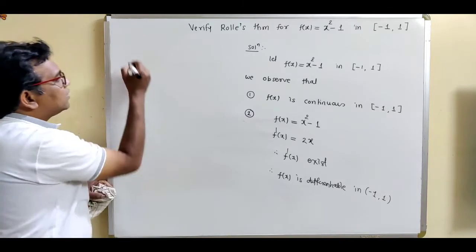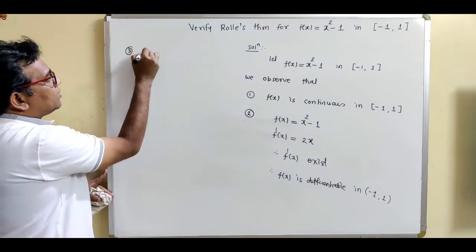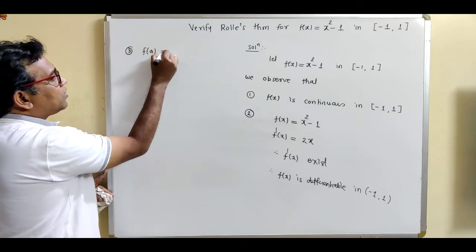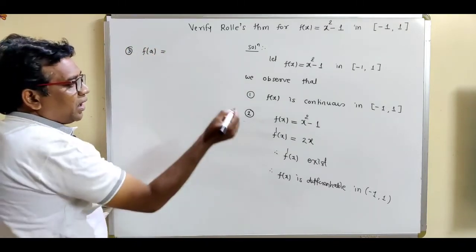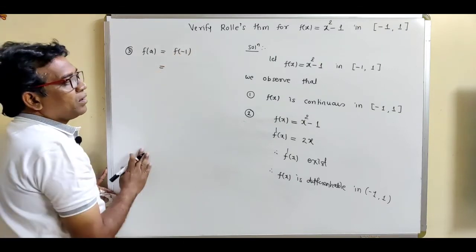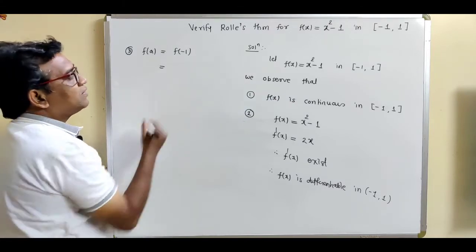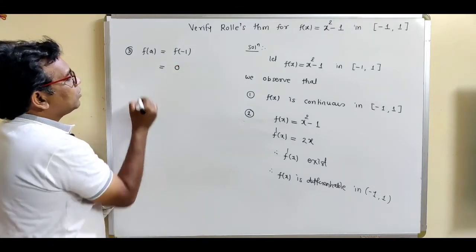Now verify the third condition, number 3. It is about the equality of functions. So write down the value of f(a). A means the first point, which is -1. So put x equal to -1 in the given function. So -1 square is 1, so 1 minus 1 is 0.